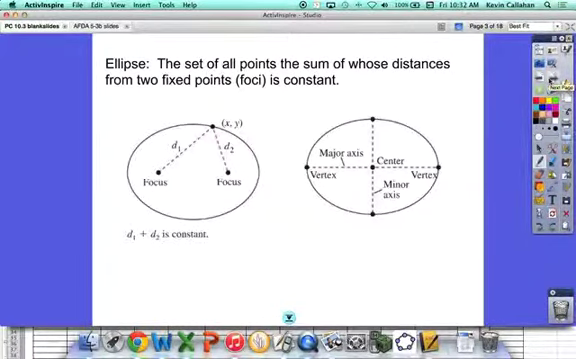Okay, so the definition, right? All these have a definition that start with the words the set of all points. The ellipse is the set of all points, the sum of whose distances from two fixed points is constant. So if you look at the picture on the left, those 2 points, each one of them is called a focus, and the plural is foci. You say that, foci.